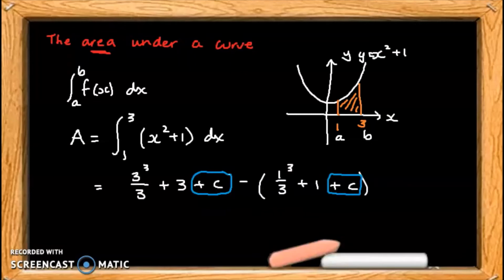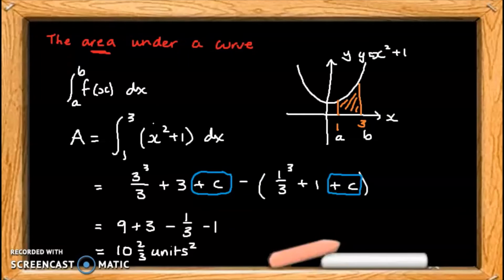So now we're going to complete this by using our algebra. 3 cubed over 3 is 3 squared, which is 9, plus 3, don't worry about this constant, minus 1/3, minus 1. And all of that comes to 12 minus 1 1/3. So that's 10 2/3 square units. Or if you wanted to, you could say that was 32 over 3 square units.